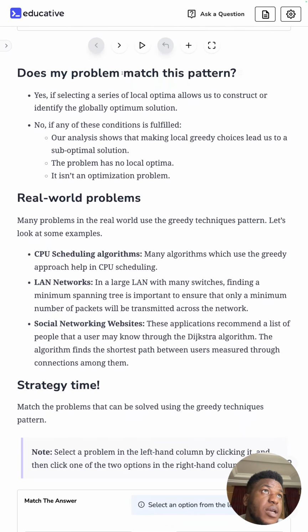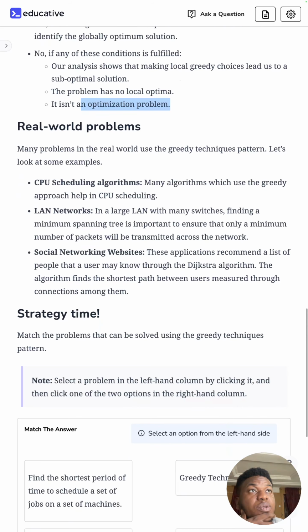So how do you know your problem matches this pattern? If a series of local optima allows us to construct or identify the globally optimum solution. It doesn't apply if any of these conditions are fulfilled. If local greedy choices lead us to a suboptimal solution, nada. If there's no local optima, nada. If it's not an optimization problem, no bueno.